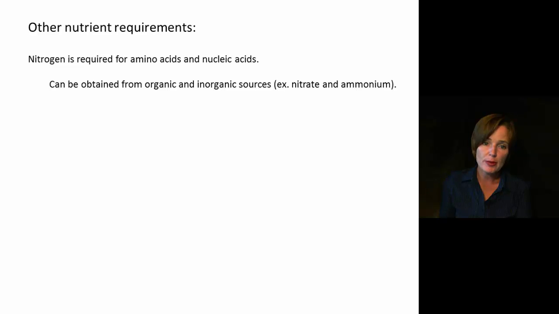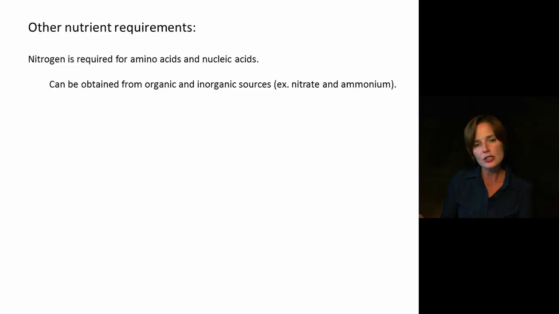Other nutrient requirements are nitrogen. Nitrogen is really important for amino acids and then also nucleic acids. Amino acids are going to be used to build proteins, and we need proteins in microbes to help with transport. They're going to also be enzymes and run various reactions inside the cell. And then nucleic acids, that would be the genetic information, that would be the DNA. And then it also is going to be the RNA that is utilized when we do get ready to make some proteins. The nitrogen can be obtained from organic and then also inorganic sources.